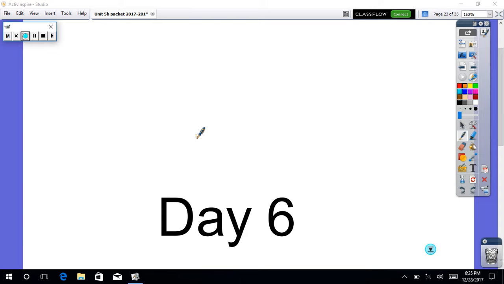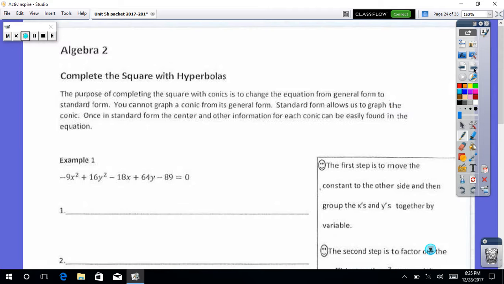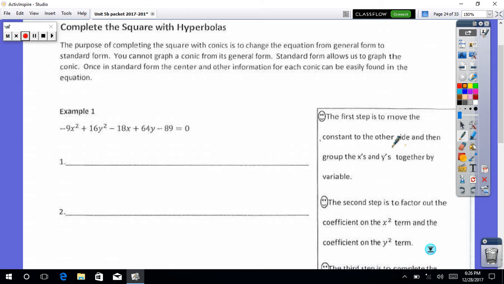Okay, moving on in these hyperbolas, we are going to do exactly what we did with circles and ellipses. We are going to complete the square. The difference here is that, remember, in a hyperbola, there's a minus separating the two of them. So all the steps are going to be exactly the same, except at the end, we might have to move something around just so the minus is in between. And you'll see what I mean in just a second.